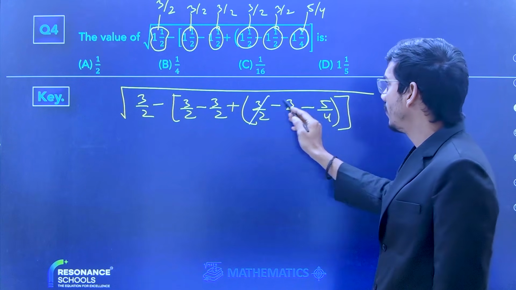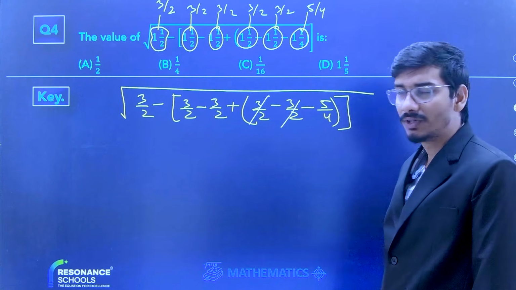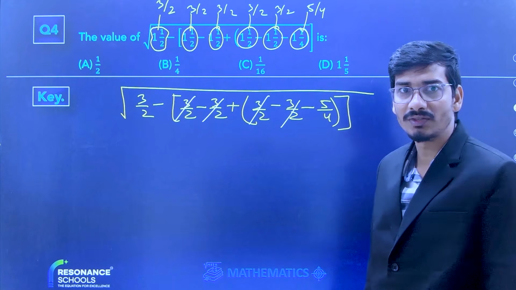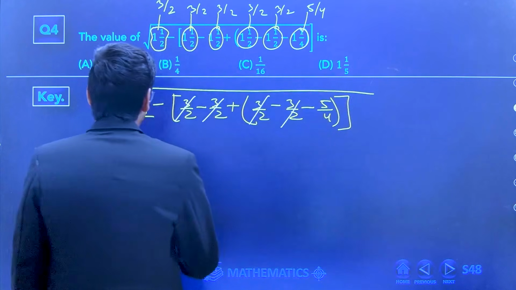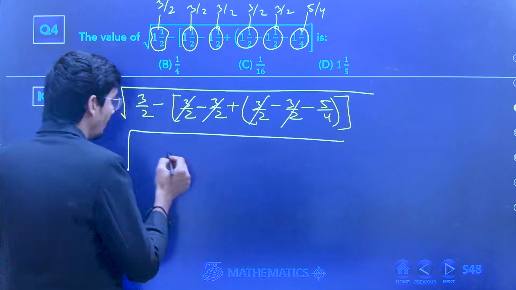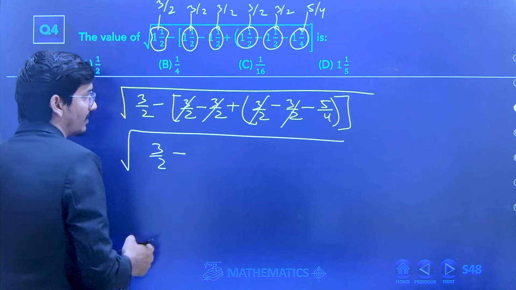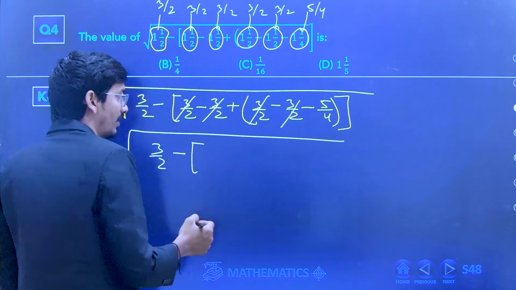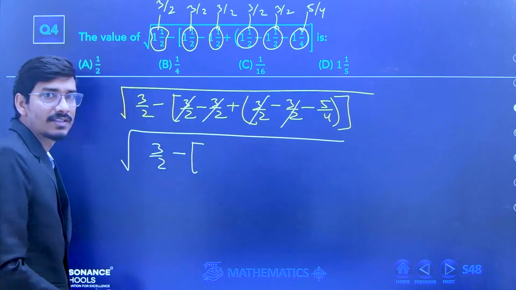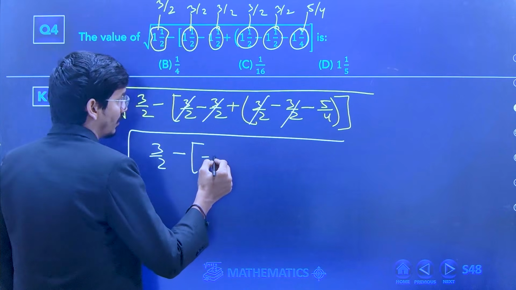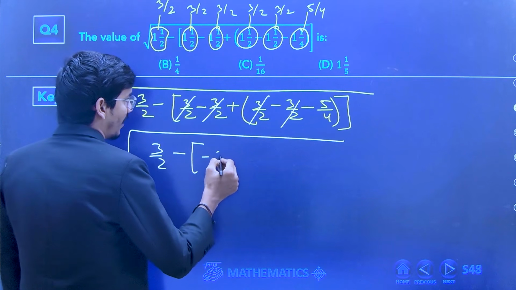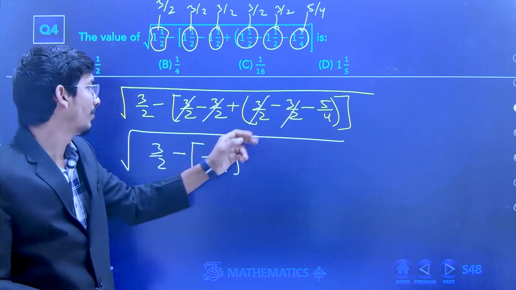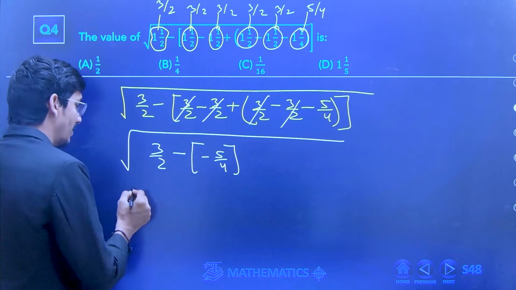After that, just simplify: this 3 by 2 and this 3 by 2 cancel. So what is remaining, beta? Remaining is the square root of 3 by 2 minus the bracket of minus 3 by 2, that is plus into minus, minus. So minus 5 by 4, minus 5 by 4, again minus into minus, plus.